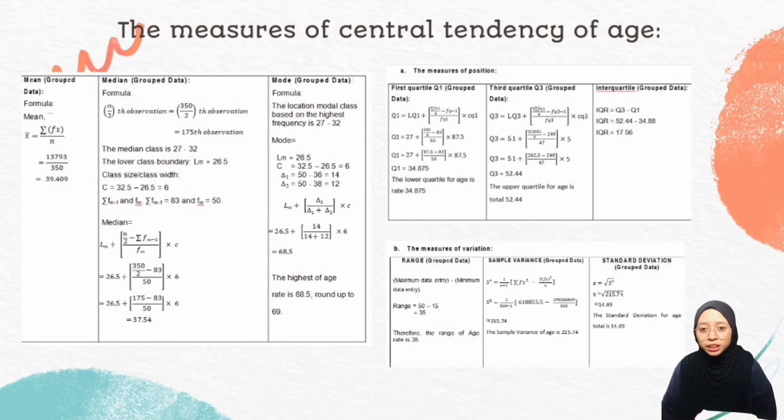For the measure of position, the lower quartile for age is 34.875. The upper quartile for age is 52.44. Lastly, the interquartile range is 17.56. After that, for the measure of variation, the range of age is 36. The sample variance of age is 215.74. Last but not least, the standard deviation for age is 14.69.